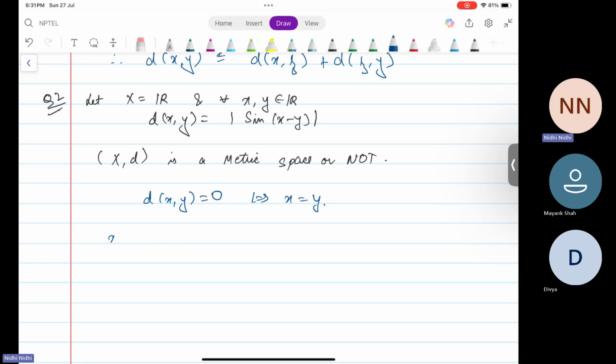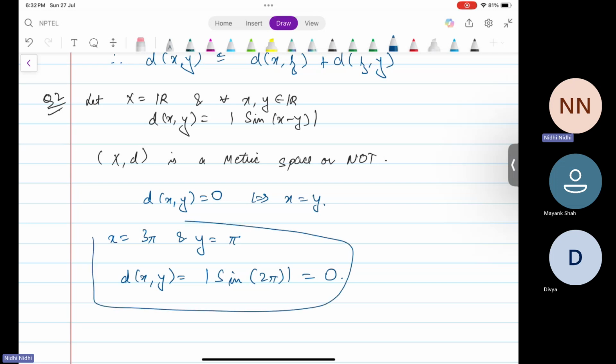So if I take x to be equal to 3 pi and y equal to pi, in that case, obviously x is not equal to y, but d(x,y), this is modulus of sine(3 pi minus pi), which is sine of 2 pi, and sine 2 pi is 0. So we are getting d(x,y) equal to 0, but still x is not equal to y. So this is violating this condition. You can also try to find similar examples where this is violating the triangle inequality. So therefore, this will not form a metric space.